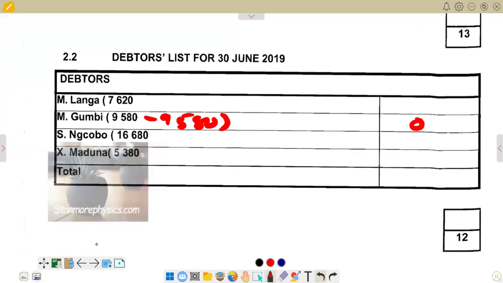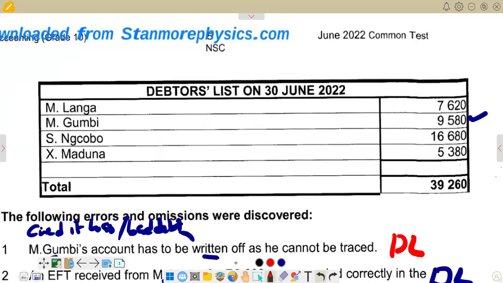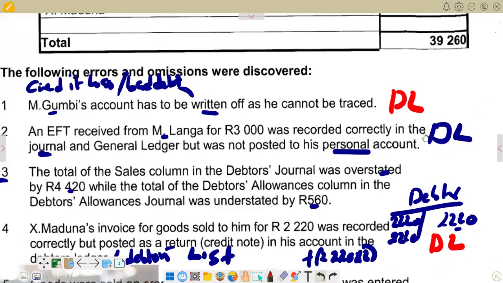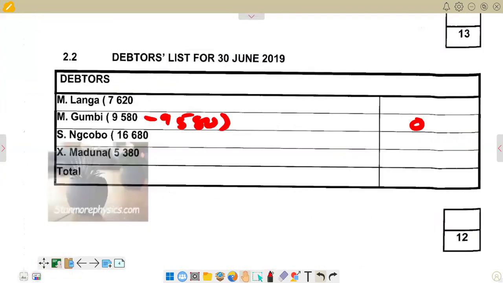Then you go to the next adjustment on additional information, which is affecting the debtors list. This one is saying an EFT receipt from Mlanga for 3,000 was recorded correctly in the journal and general ledger, but was not posted to this account. So this is a payment which was supposed to reduce the amount that Mlanga is owing, but was not recorded. So we are going to subtract 3,000 from the balance of Mlanga. We cannot as yet close; we can just leave it at this, and then we close when we are making the final adjustments.